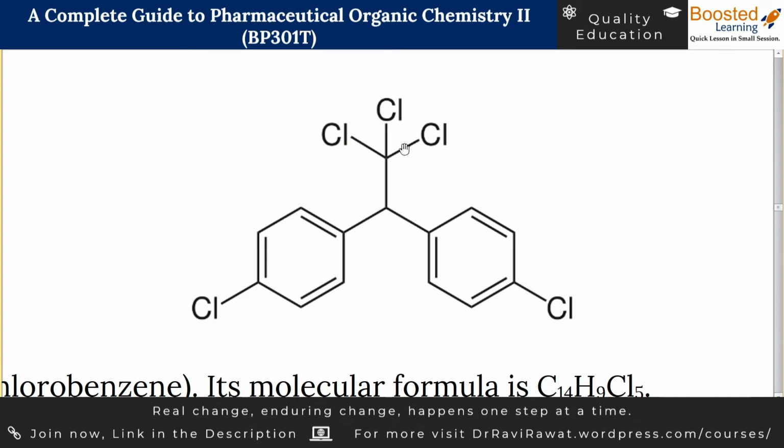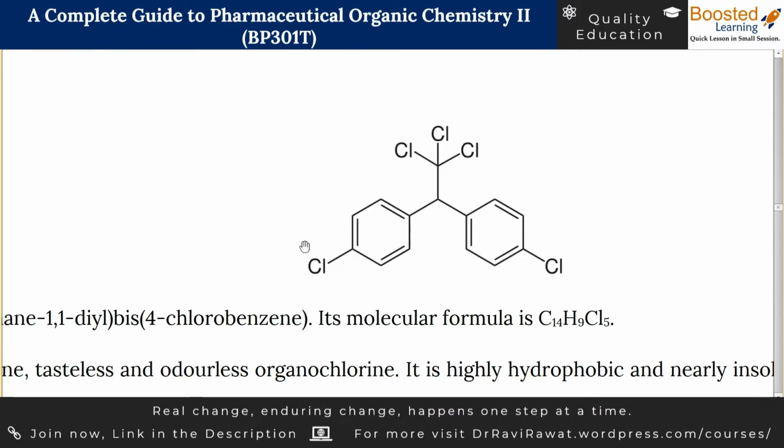CCl3 can be collectively called trichloromethyl. It is similar to a methyl group, but all the hydrogens are replaced with chloro groups. That is the only change. So the trichloromethyl group is also attached to this carbon, and the fourth group is not mentioned, but that fourth group is hydrogen. So this is the complete structure of DDT.